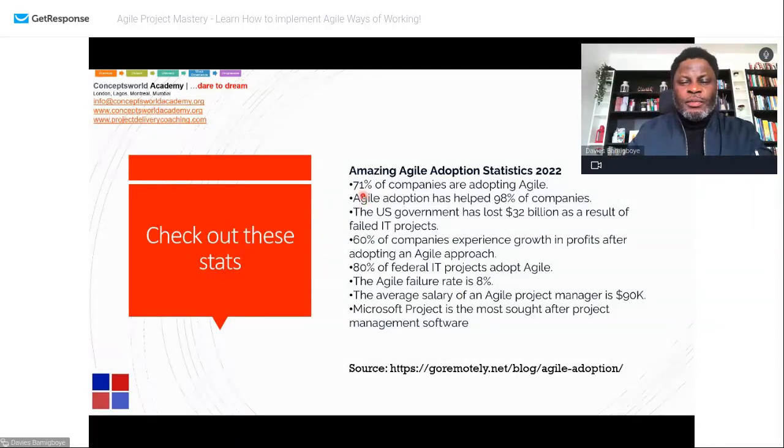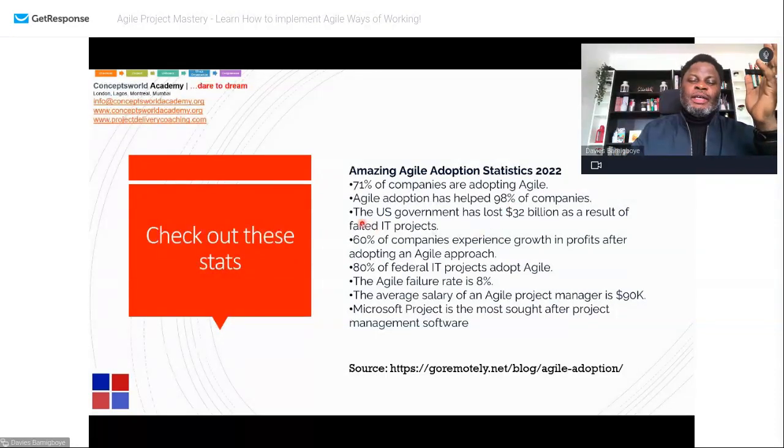71% of companies are adopting Agile. So if you think, oh, this is not working, nobody's adopting Agile, look at the number. 71% are adopting Agile. So the market can only go bigger. Agile adoption has helped 98% of companies. 98%. So essentially for every 10 companies that adopted Agile, 9 or 9.5 out of them have been helped.